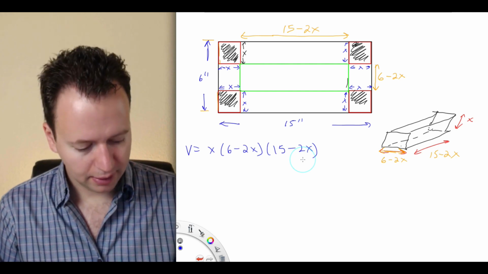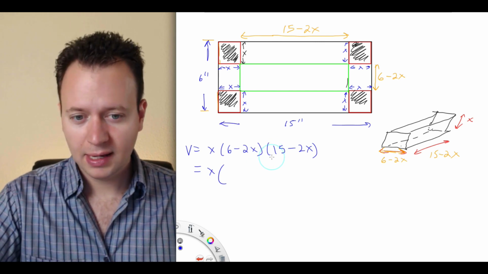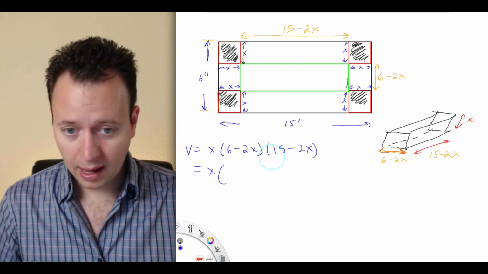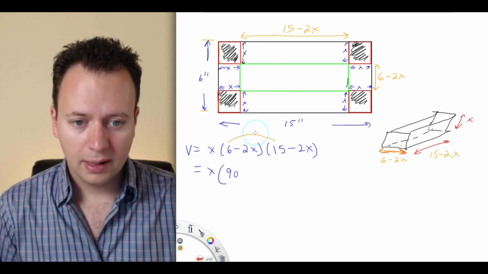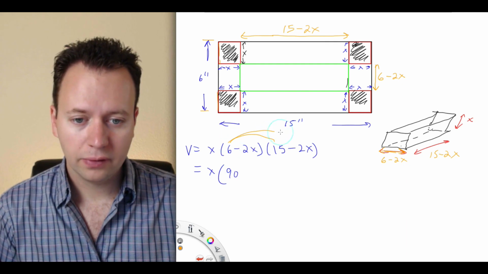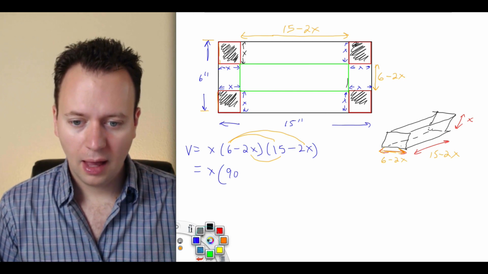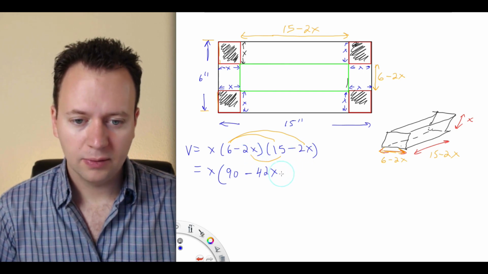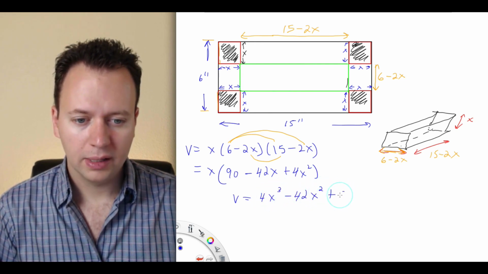So let's expand this, and so it's x times 6 times 15. I think that's 90. Pretty sure. So yeah, 90. So we're going to FOIL. 6 times minus 2 is negative 12. So then we get negative 12x minus 30x. So 30 and 12 is 42. So we get minus 42x. And then finally, 2 times 2 is plus 4x squared. So our volume is going to be 4x cubed minus 42x squared plus 90x.